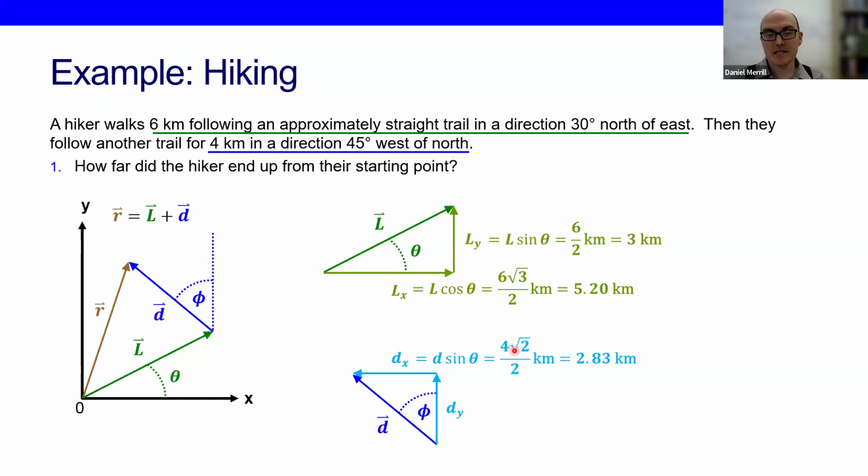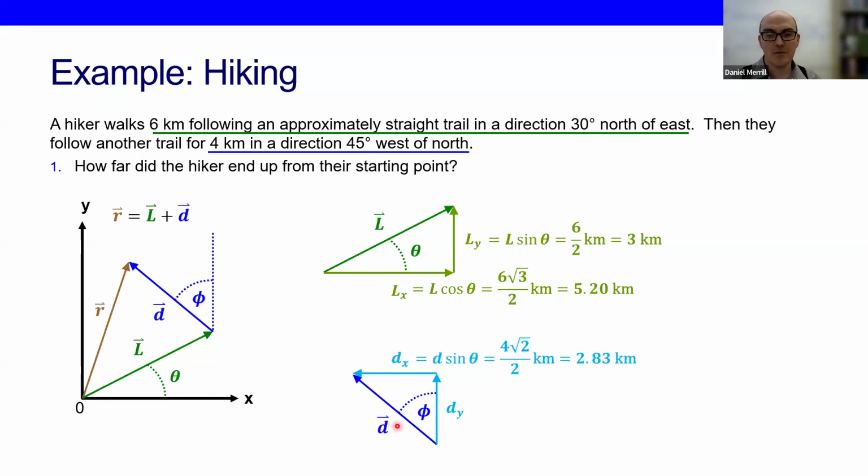Sine of 45 degrees is root 2 over 2 times 4 kilometers, which gives me 2.83 kilometers. Then I can get my northward component by saying, well, that's the cosine of my angle. The cosine of 45 degrees is going to be this northward component divided by 4 kilometers.